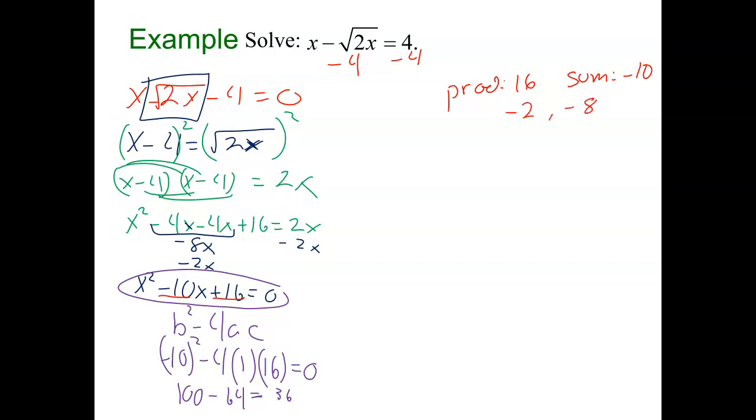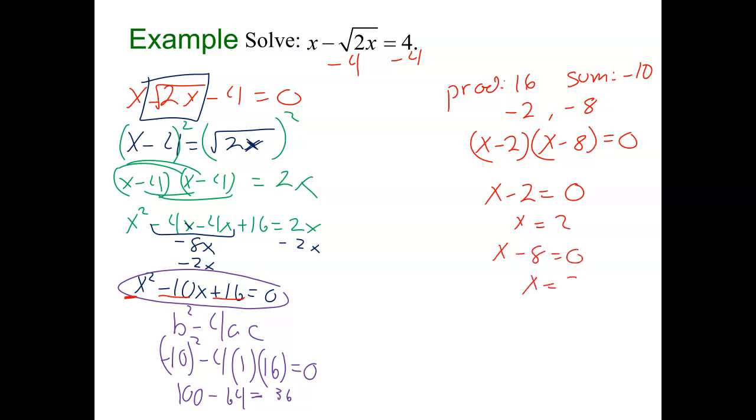Okay? And since I don't have a leading coefficient, I don't need to split it. I can just write it as x minus 2 and x minus 8. Now what do I do to continue to solve? Set both to 0. Good job.